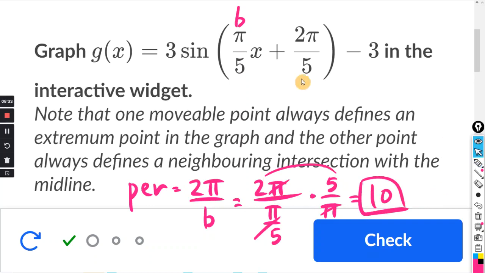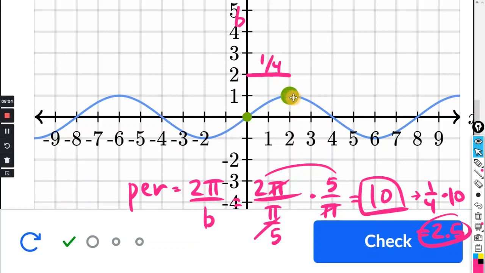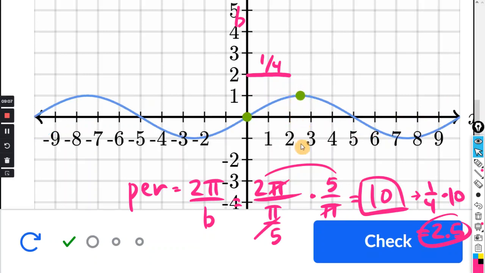Now, once again, when you look at the graph, you are only going from midline to maximum here. Okay, this horizontal distance is only going to be 1/4 of the period. So 1/4 of 10 is actually just 2.5. All right, so this horizontal distance needs to be 2.5. It starts at 0. We'll keep the y coordinate at 1, and we'll move this over to 2.5. All right, period is done.